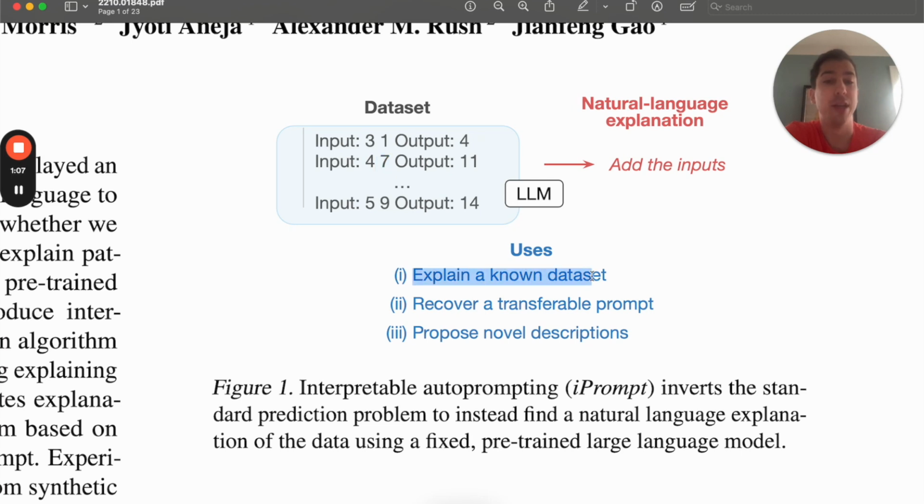So explain a known data set is one of the things that they're saying that you can do with this, and you can validate how well it does. But you could also try to figure out and learn a good prompt for transitioning from an input to an output, and then perhaps finding novel descriptions. Maybe this data can be characterized by a very complicated function that is known, but it could also be characterized by a simpler function that hasn't yet been found.